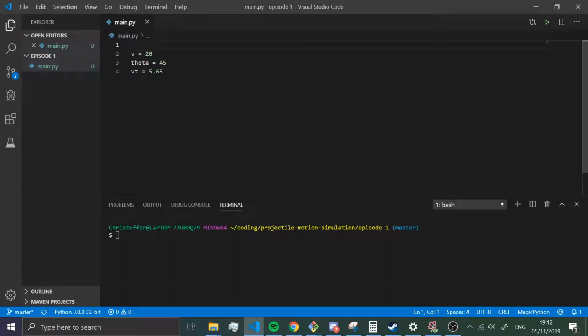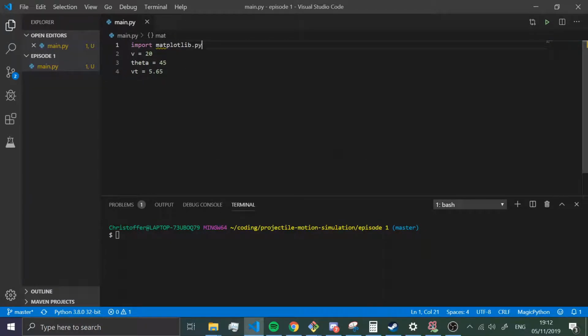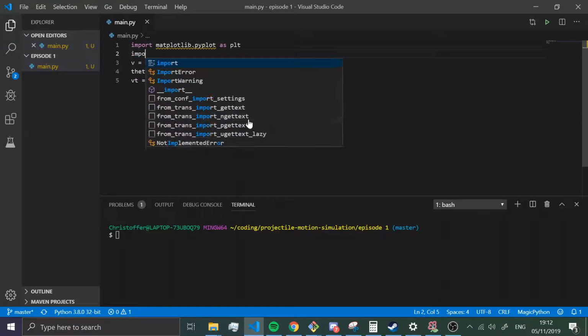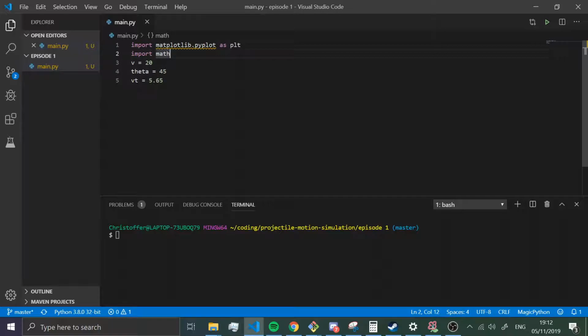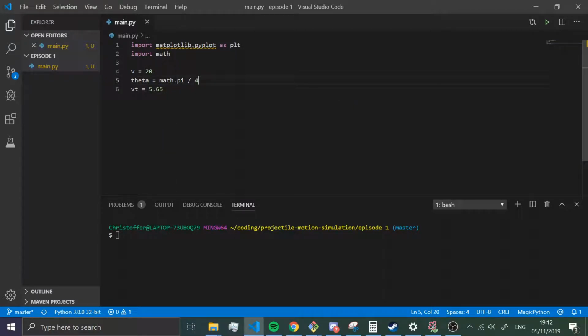We're also going to need matplotlib, so I'll import that. Let's see if I can spell it. matplotlib.pyplot, and I'll call it plt, as is traditional. And I'll also import math, because we will need that. Yeah, actually, let's make this radians. So that'll be math.pi over 4, like that. So later on, we will have inputs that let us input these values. For now, I'll just keep these default values.